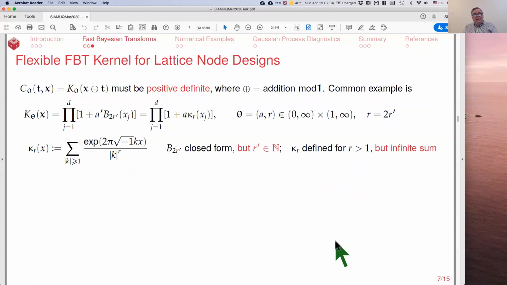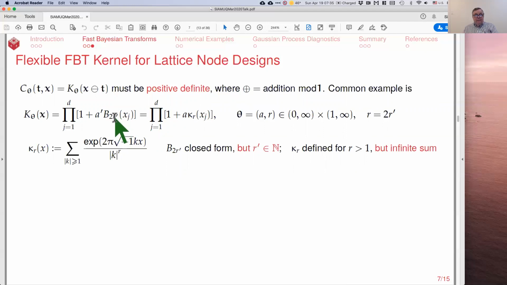So what can cause us a little problem? Well, when we're doing the lattice node designs, typically our kernel would involve Bernoulli polynomials of degree 2, 4, etc. Those are the kernels that are typical in the quasi-Monte Carlo literature. So the challenge is that this parameter here, this r prime, has to be an integer.